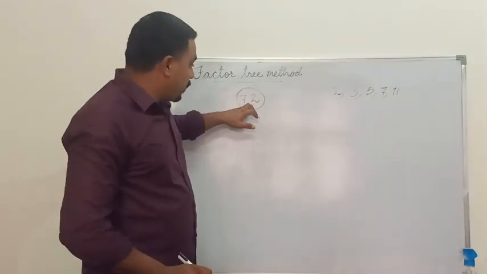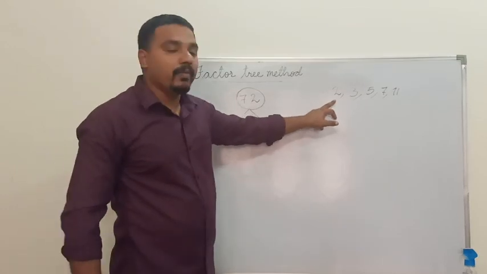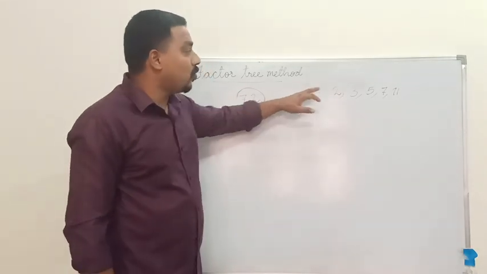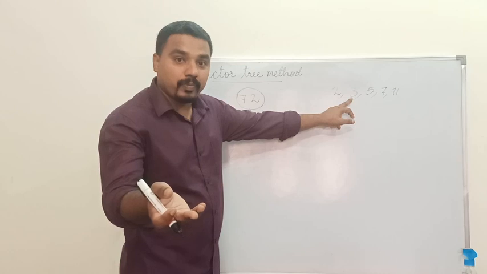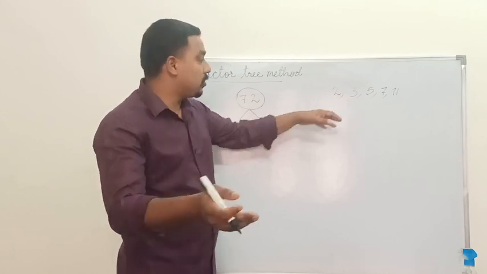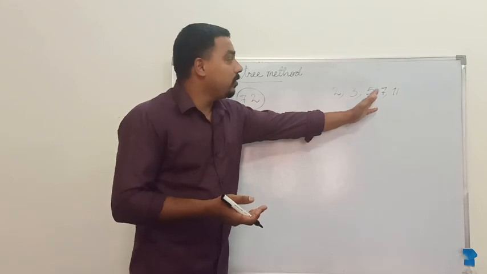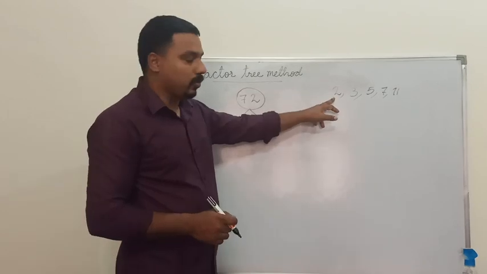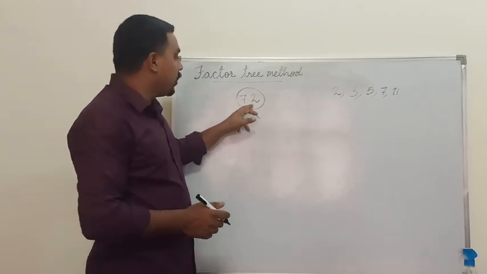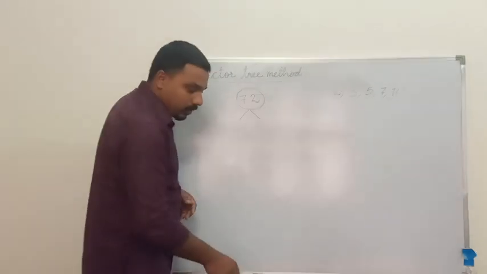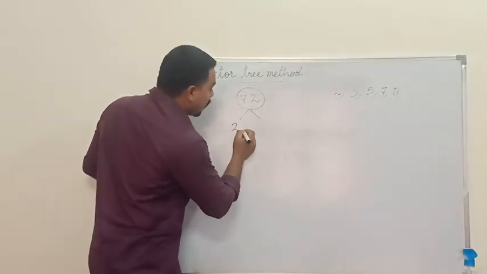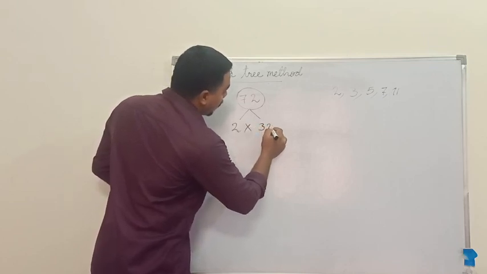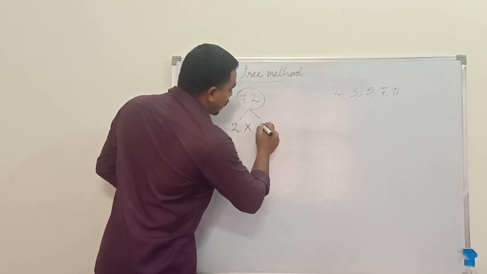If this is an even number, we can exactly divide it by 2, the least prime number. If it is not possible by 2, what do we take? The next prime number, which is 3. If it is not possible by 3, then what to do? 5, 7, 11 in this way. Here 72 we can exactly divide by 2 because it is an even number. So 72 divided by 2. How much? 36.